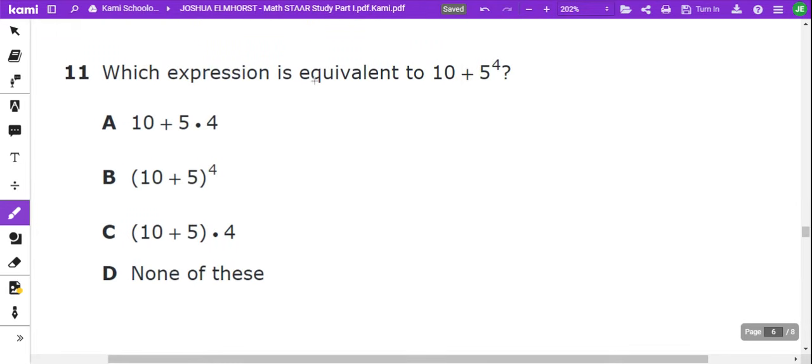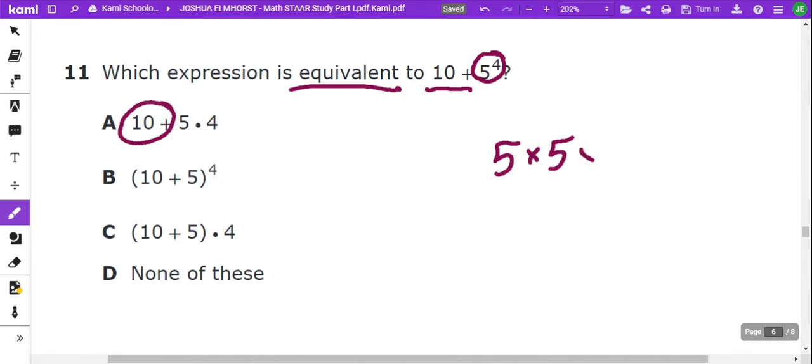Number 11, we're looking at equivalent expressions. So we look over here, we have 10 plus, which you have. And then we need to understand, what is this 5 to the power of 4? 5 to the power of 4, which means 5 times 5 times 5 times 5. So 5 to the power of 4 does not mean just 5 times 4.